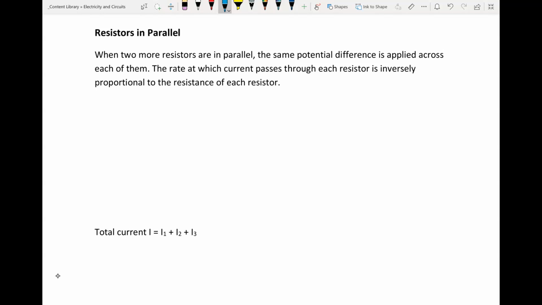In this lesson, we're going to introduce resistors in parallel circuits. So when two or more resistors are in a parallel circuit, the same potential difference is applied across each of them. So the potential difference V is applied across each of our resistors. The rate at which the current passes through each resistor is inversely proportional to the resistance of each resistor.